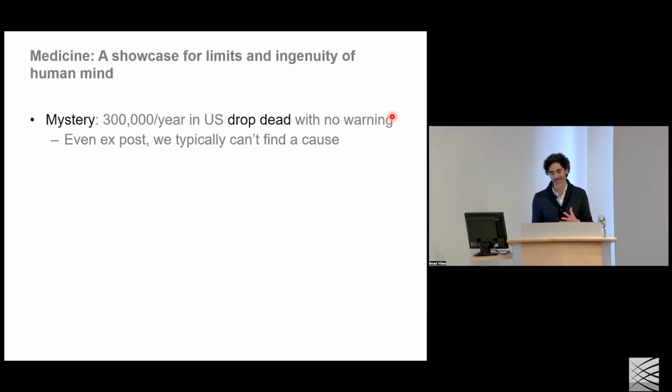you don't have to practice medicine to know that the science on display in medicine is amazing, with amazing things that human minds can do, and also really dumb things and things that are incredibly frustrating. And so I'm going to focus on this one fact that 300,000 people, if you buy the epidemiological estimates, just drop dead in the US every year without any warning. And when doctors, even with the benefit of knowing that someone dropped dead, look back to find causes or risk factors, in the vast majority of cases, they don't really find any. So this is really just a total mystery on a massive scale with life and death implications.